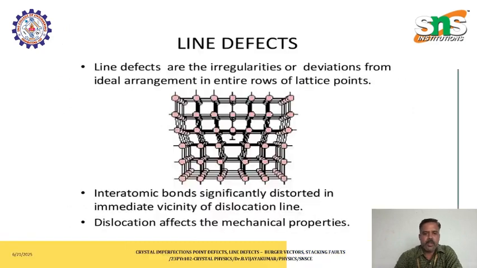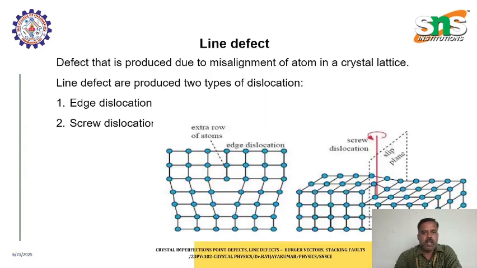So this is a line defect. It is a defect with deviation from the ideal arrangement of entire rows of lattice points. Interatomic bonds are sufficiently destroyed in the immediate vicinity of the dislocation line. Dislocation affects the mechanical properties. The line defect is produced due to the misalignment of atoms in a crystal lattice. Line defects are of two types of dislocation: edge dislocation and screw dislocation.